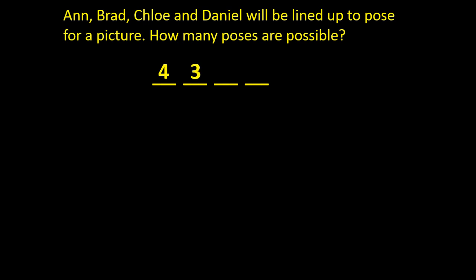So we only have 3 people left for the second position. And once we've chosen somebody for the second position, there's only 2 people left for the next position. And now we're down to only 1 person left to stand in the last position in the picture. So if we multiply those numbers, 4 times 3 times 2 times 1, there are 24 possible poses.